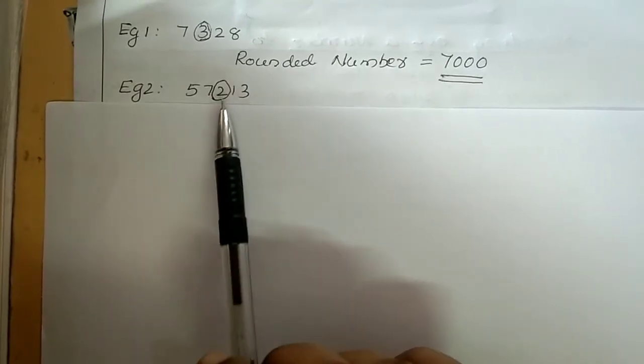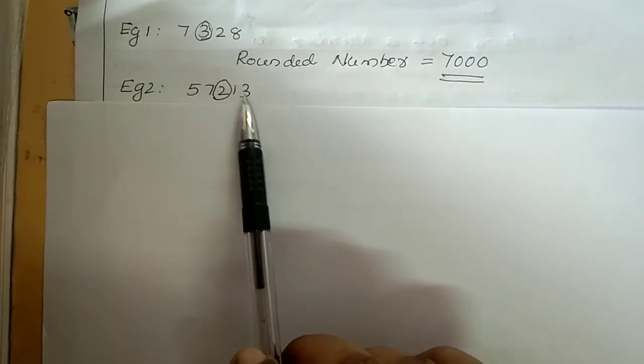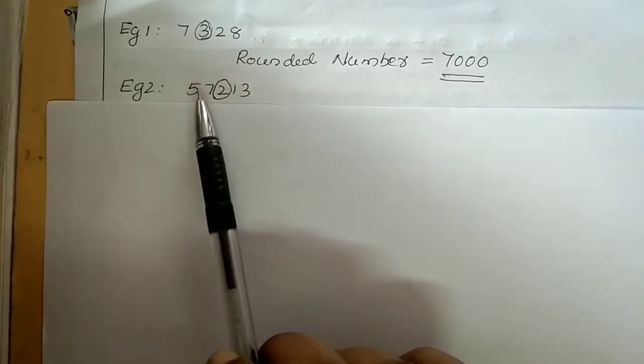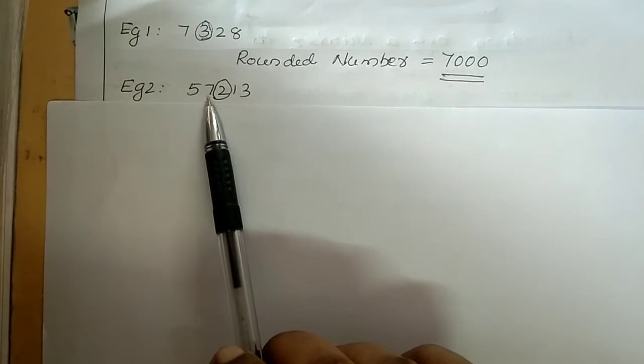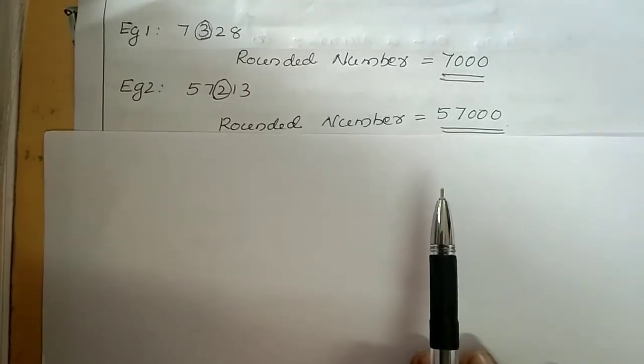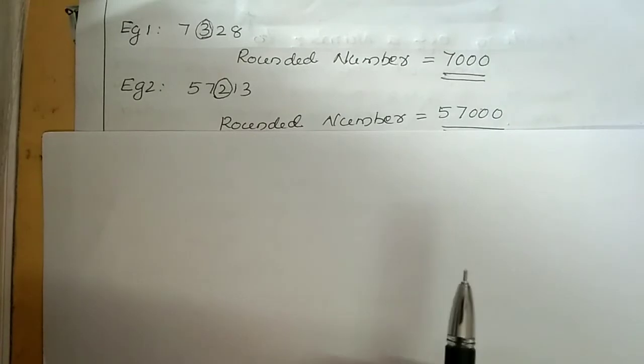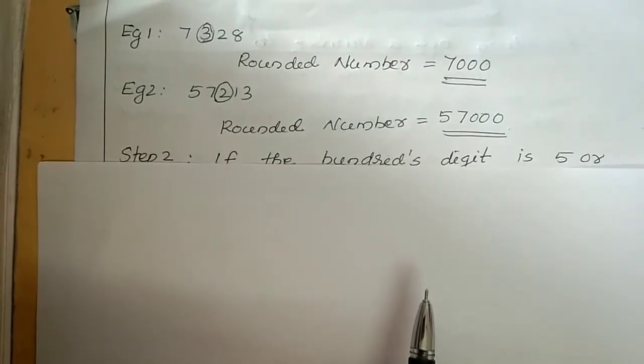Here also the same rule applies. That means replace the hundreds, tens and ones places with 0 and the remaining digits have no change. The remaining digits stay as they are. That means our rounded number is 57,000. Okay.